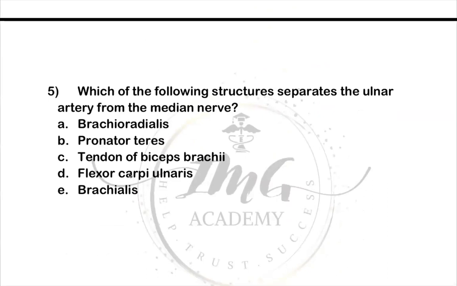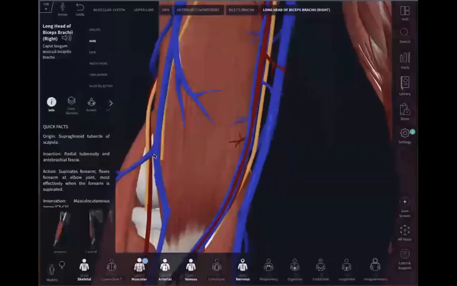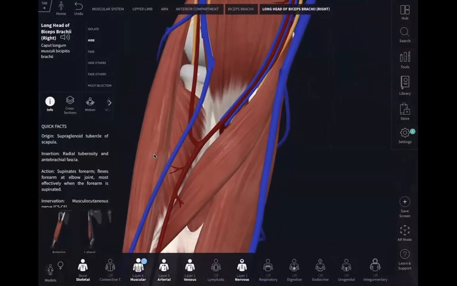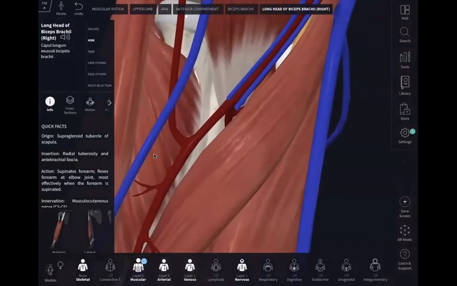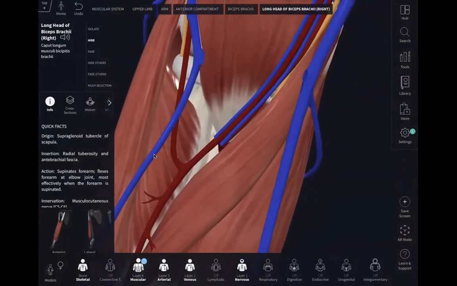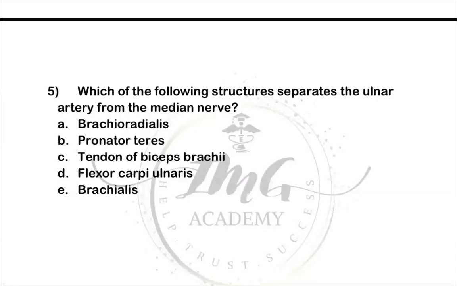Which of the following structures separates the ulnar artery from the median nerve? This is an interesting question because you have to have a deep visualization for this. Let me see the question again: the ulnar artery and the median nerve.